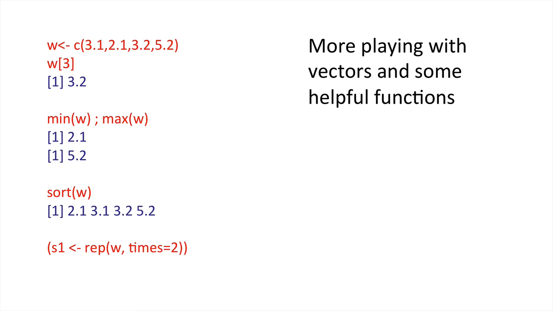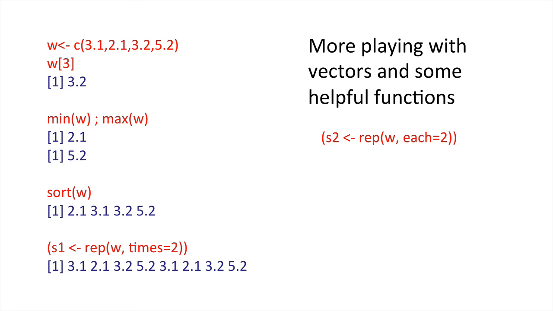Now, if we want to combine our vector in a way such that we want W, but we want to duplicate it, and so we get two sets of W's put together, we can use the rep function, and the argument is times equals 2, and we will create two sets of those vectors all nicely combined. But if we wanted to do this element for element instead of combining them neatly like the previous, then what we would use is the each argument of the rep function, and in this case what we would have is each of them replicated twice, so each element 3.1 and 3.1 and then 2.1 and 2.1 are repeated.